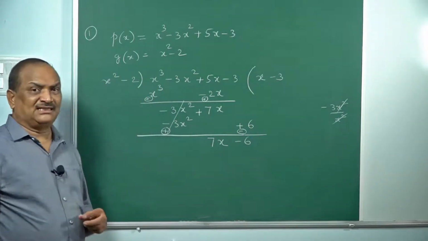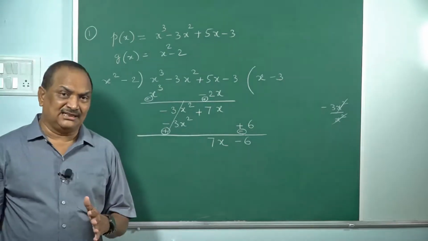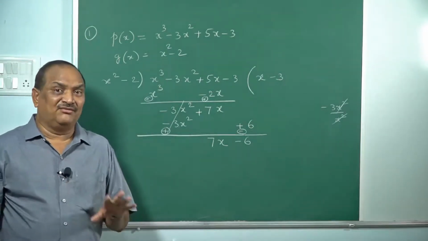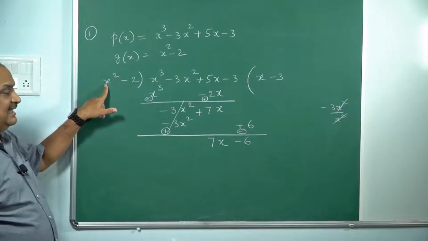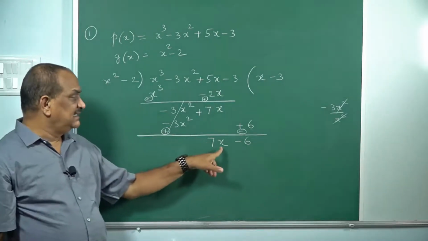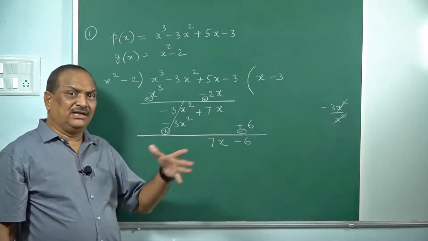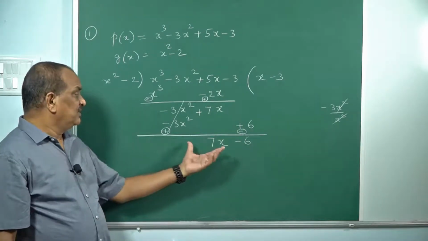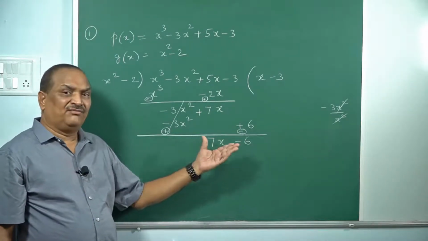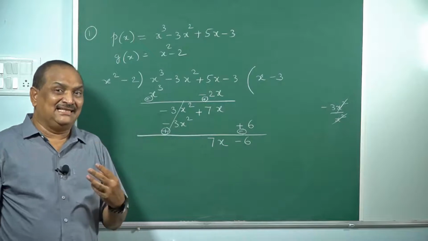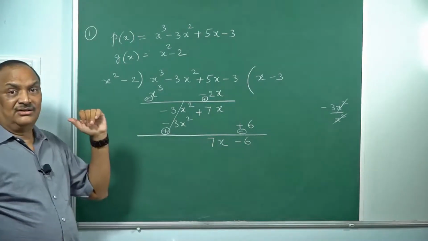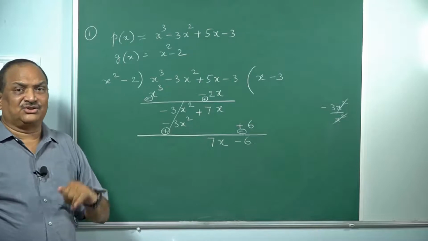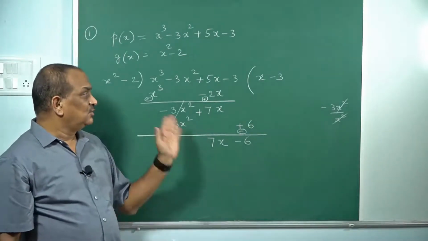The question obviously comes, is this division over or not? I say the division is over. Why? Because this is a second degree one and the remainder is a first degree one. You need not go any further. So the moment the degree of the remainder is less than that of the divisor, the division comes to an end. So you can stop here. So this is the division.